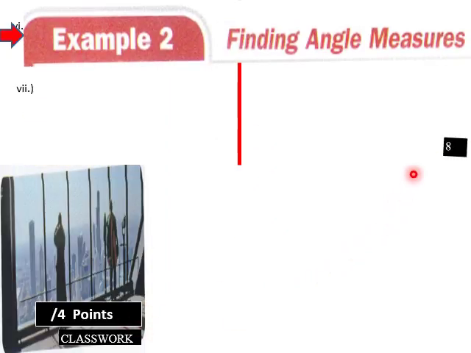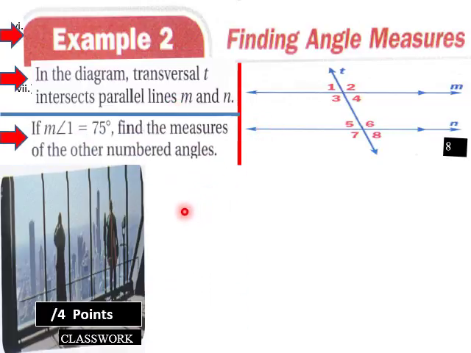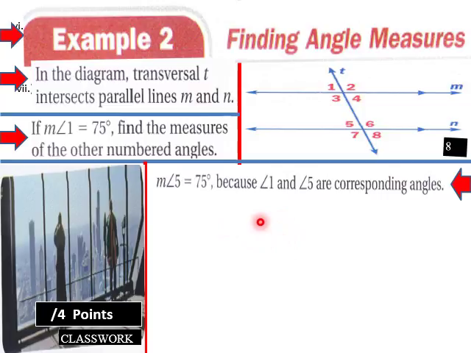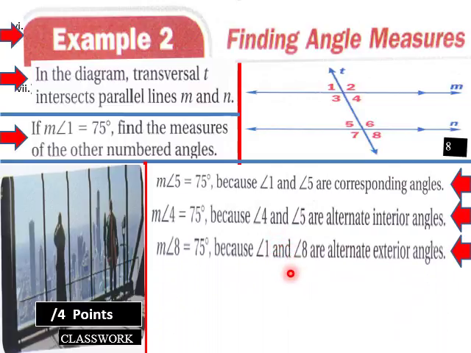And then classwork page 8, example 2, finding angle measures. We have this situation here with T again and M and N. Angle 1 measures 75, so we know the measure here is 75. Find the measures of all the other angles. Angle 5 is 75 because 1 and 5 are corresponding, then they are congruent, or equal. So 4 and 5 are 75.